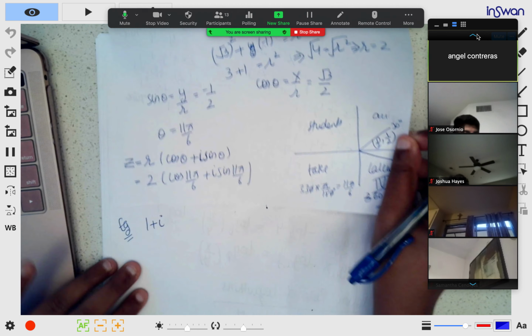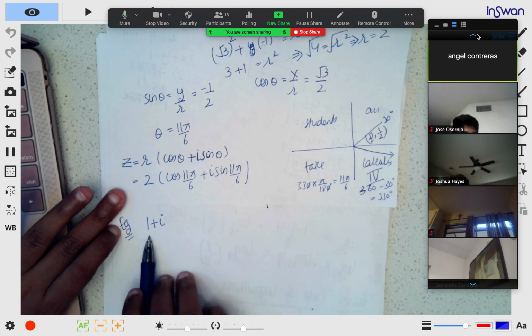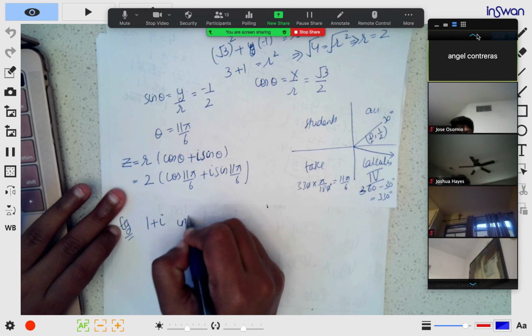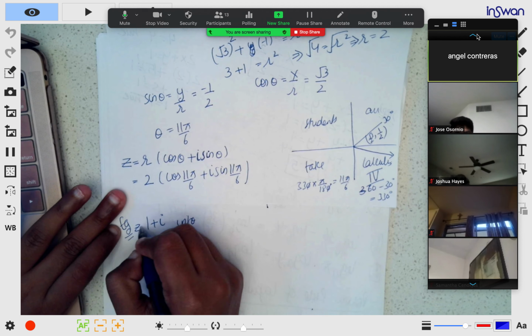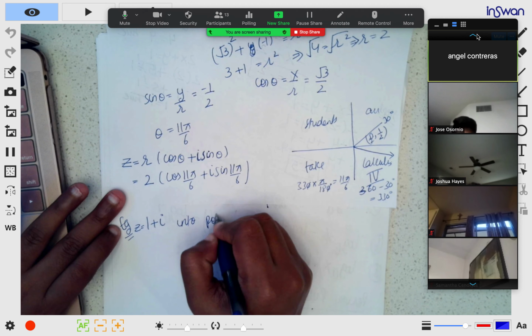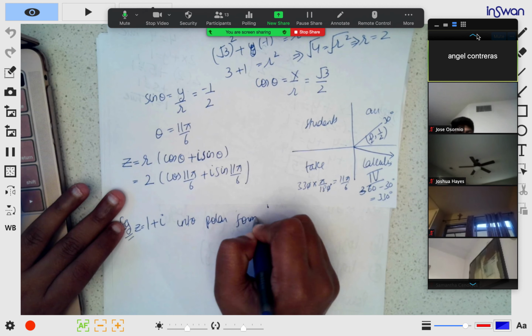I want you to convert this 1 plus i into polar form. So you're given z is equal to 1 plus i, convert into polar form. Same steps, you have to do the same steps.